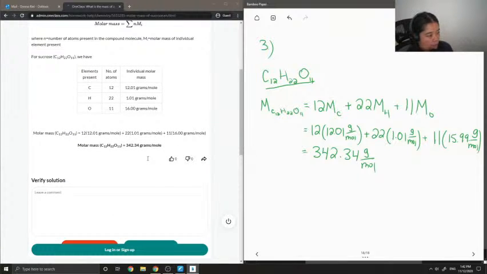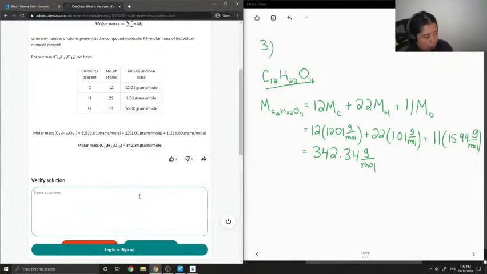And they added it all up and got their 342.34 grams per mole. So I can verify that this solution is correct.